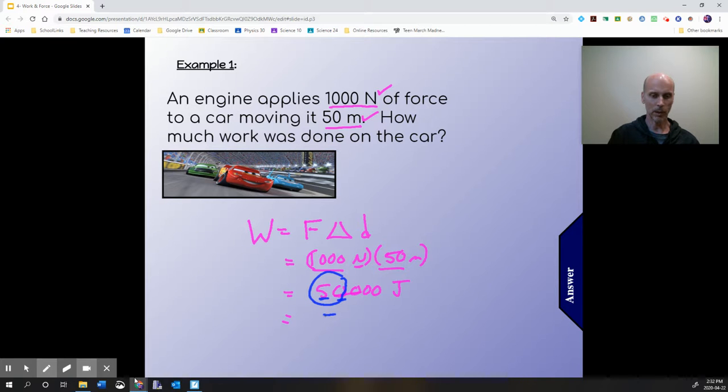Now, do you see a problem if I just write 50 joules as my answer? That's a huge problem. I can't just get rid of these 3 zeros and still have the same amount. 50,000 joules is a lot more than 50 joules. So we need to make sure people understand that this number with its two significant digits is still a large number. And the way that we do that is we put this in scientific notation.